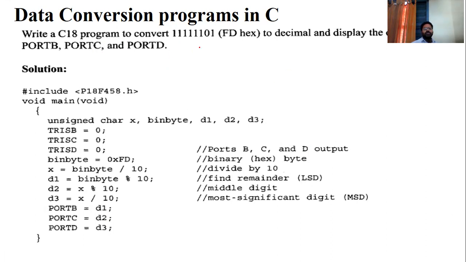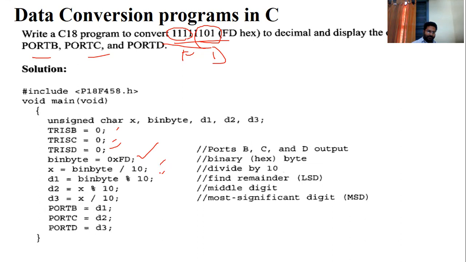Again, write a C program to convert this FD value. So nothing but this is the F value, then again this is the D value. 4 bits you can consider to decimal and display the digits on port B and port D. Port B, port D, you can consider as output. What is the value they consider here? FD value, as given.